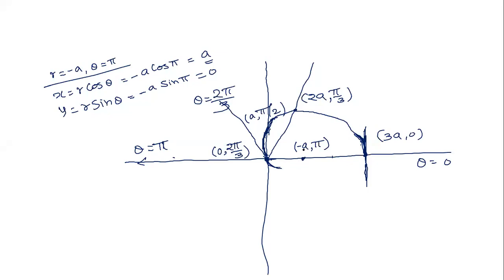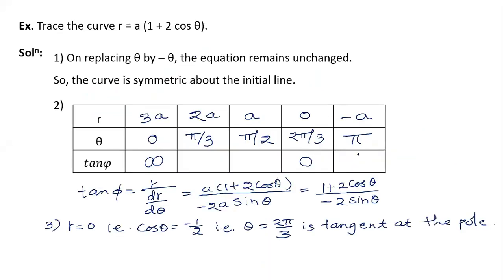So you understood, and this will be going further, and again how it is going to touch at the point r equal to minus a and theta equal to pi. That is our next question. So for that combination also, let us try to find the value of phi here. Here tan phi will be equal to 1 plus 2 cos pi upon minus 2 sin pi. So we can understand this will be equal to plus or minus infinity.